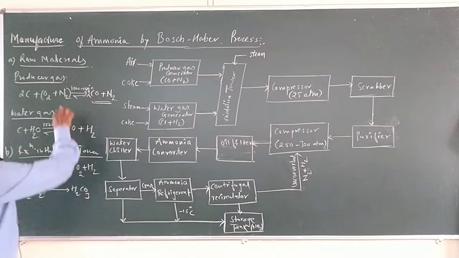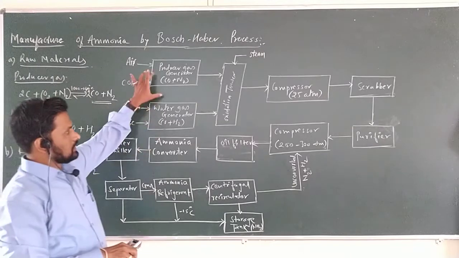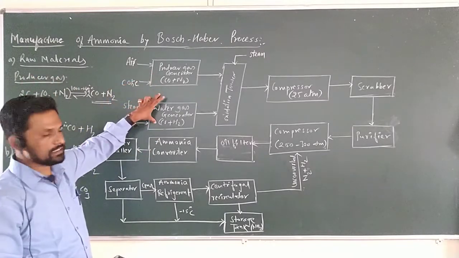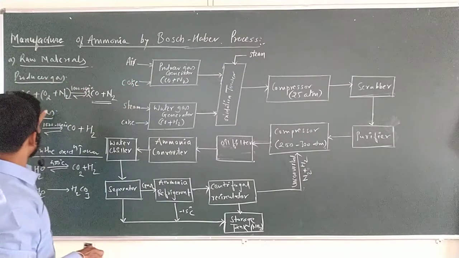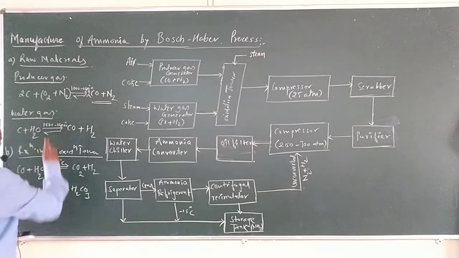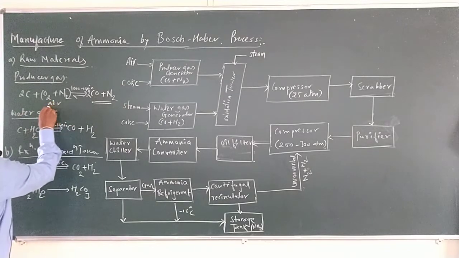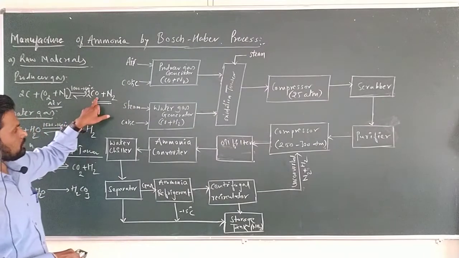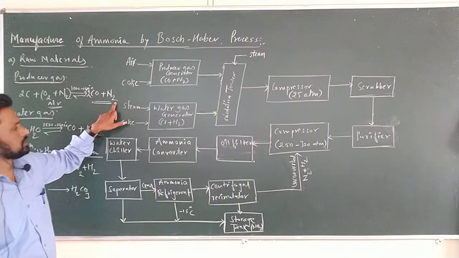See, initially, what are the raw materials? What is the reaction for the raw material? Raw materials are nothing but the producer gas and the water gas. Producer gas is formed through air plus coke. Coke is nothing but carbon. What is air? Air is nothing but a mixture of oxygen plus nitrogen, which forms carbon monoxide plus N2. Here pure nitrogen is there.